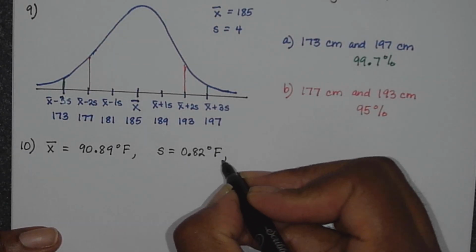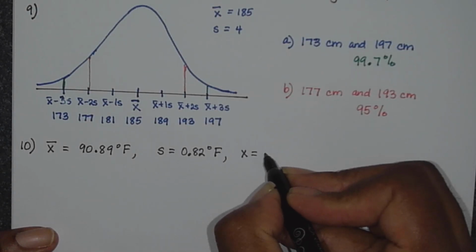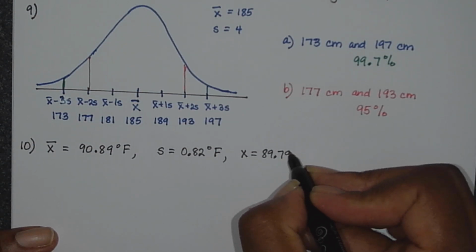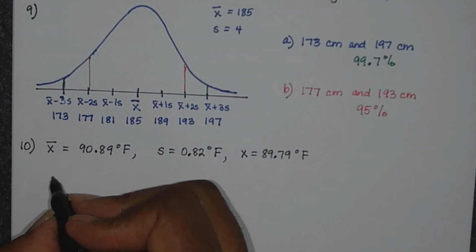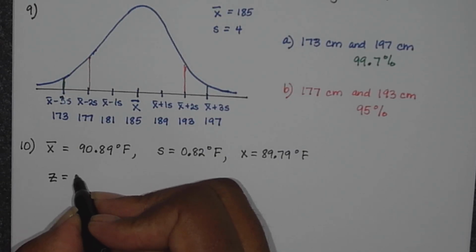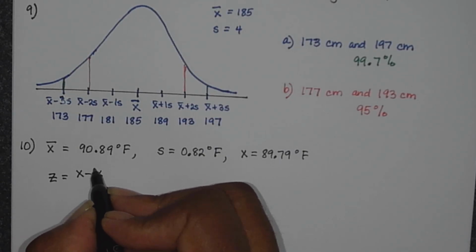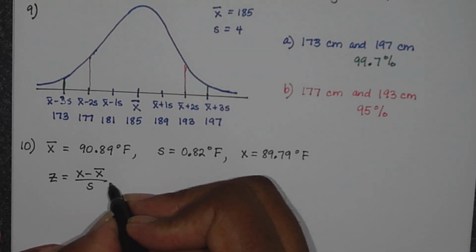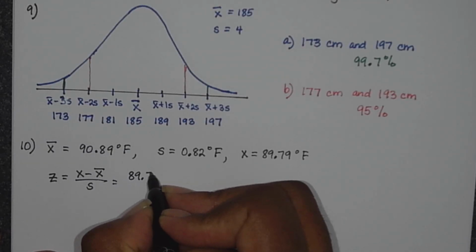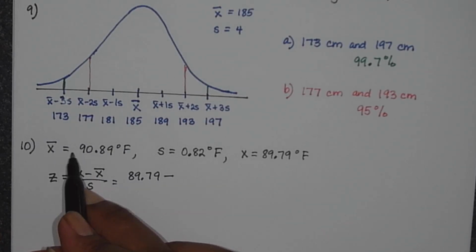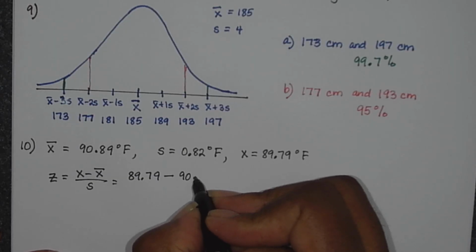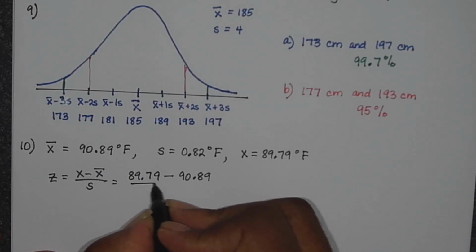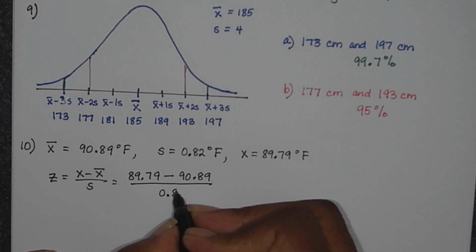And in this case here, we have 89.79 degrees. And we want to convert that to a z-score. So z in this case is going to be x minus x bar divided by s, which is your standard deviation. The x value is 89.79 degrees Fahrenheit. And then minus what x bar is. That's your mean, 90.89, divided by s, which is 0.82.